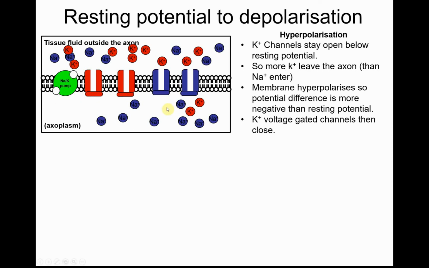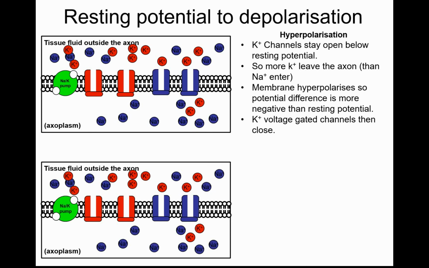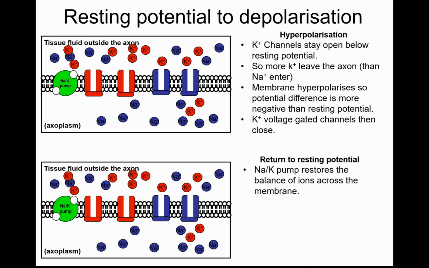Now you'll notice that all our voltage gated channels are closed, and all our ions are the wrong way around. The potassium ions have moved out to the outside, some of the sodium ions have moved to the inside, so we haven't got our concentration gradients the right way and as steep as we had before. So now you have to return to resting potential, so you have to use the sodium potassium pump to restore the balance of ions across the membrane.